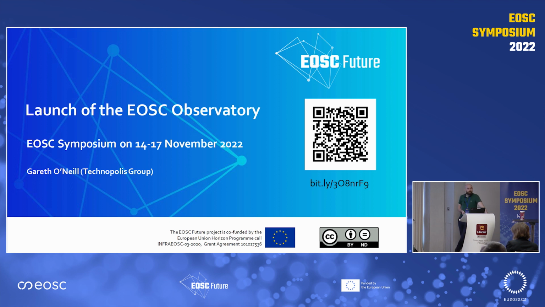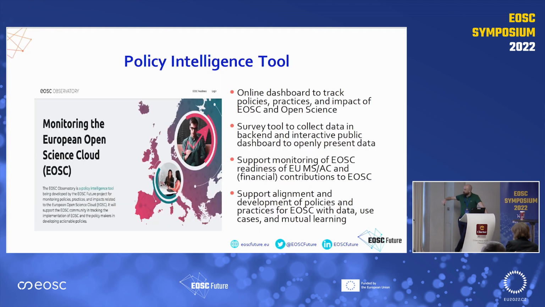The background here is basically Work Package 2 of the EOSC Future project. One of our main tasks is to deliver an EOSC Observatory. And this EOSC Observatory is basically a policy intelligence tool, or if you will, an online dashboard to track policies, practices and impacts of EOSC and open science. I'm just going to say EOSC from now on, but I also mean open science. And I think we're going to hear more about this framework, the policies, practices and impacts from Volker, Sofia and also Thomas as we go through this session.